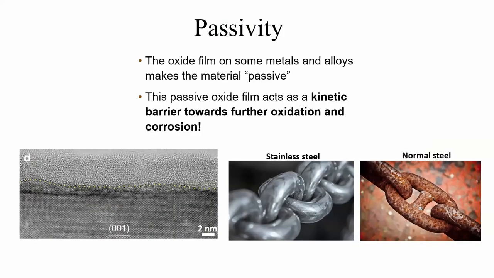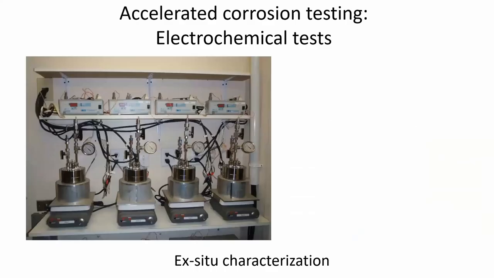Of course. There is one thing with corrosion which is important, and that's passivity. Some materials form an oxide on top of the metal, which somehow protects the material from further corrosion. A very popular one is chromium oxide, for instance, in stainless steel. So you see here there is not so much corrosion, but here there is a lot of corrosion. But this is very important for corrosion processes.